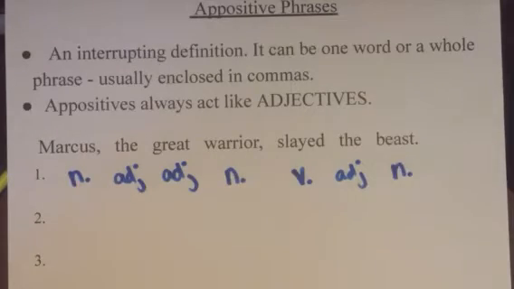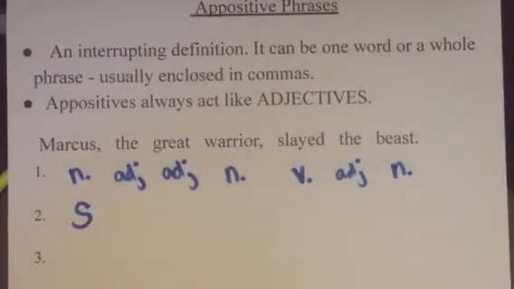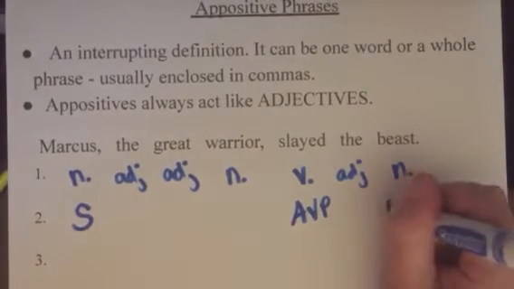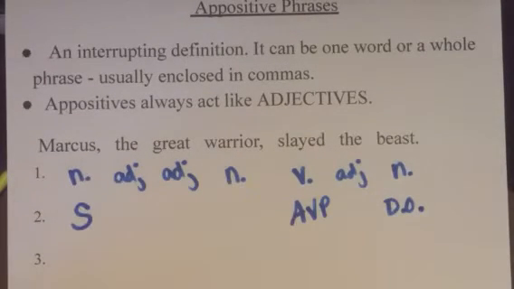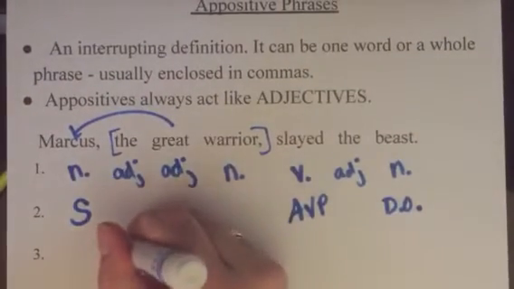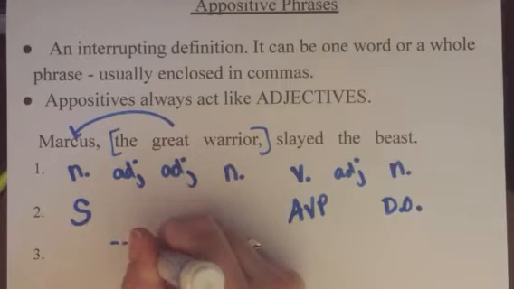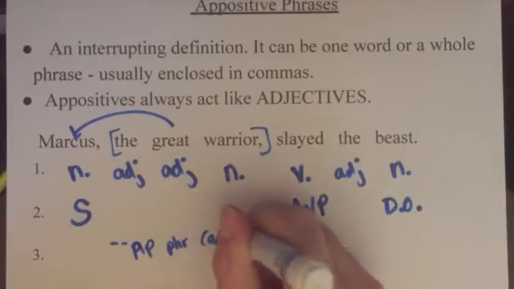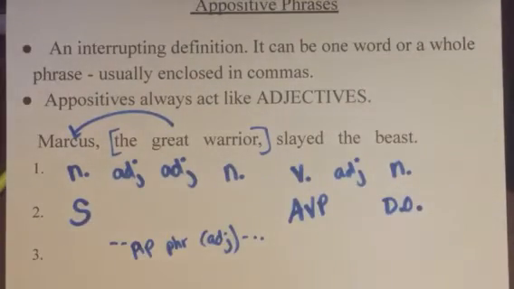Great. So level 2, what are we talking about? We are talking about Marcus. He's the subject of our sentence. What about Marcus? Well, he slayed the beast. Slayed is definitely an action verb, AVP. What did he slay? The beast. Therefore, beast is our direct object. So now in level 3, we have this interrupting definition here, the great warrior, which is telling us more about Marcus. So we're just going to show that this is an appositive phrase. And we are going to say that it's acting like an adjective, and then we're done with that sentence. So level 3 is going to concentrate on the phrases.